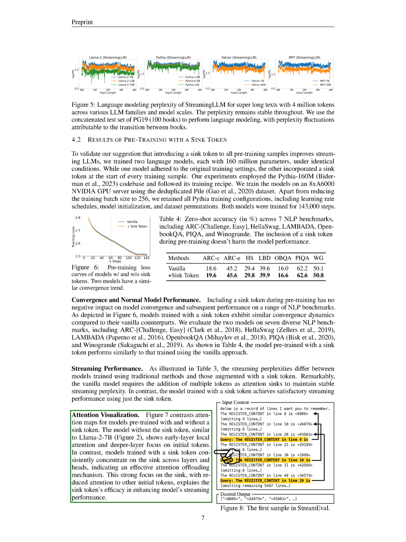We also compared attention maps for models pre-trained with and without a sync token. The model without the sync token showed early layer local attention and deeper layer focus on initial tokens, similar to the Llama 2 7B model. On the other hand, models trained with a sync token consistently focused on the sync across layers and heads, indicating an effective attention offloading mechanism. This strong focus on the sync, with reduced attention to other initial tokens, explains why the sync token is effective in enhancing the model's streaming performance.